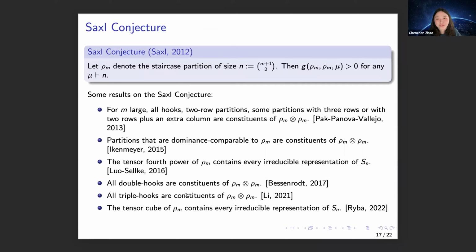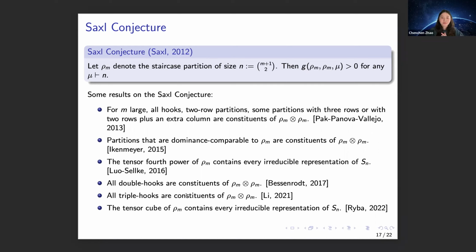Pak, Panova, and Vallejo proved that when n is large, all hooks, two-row partitions, and some partitions with three rows or with two rows plus an extra column are contained in the tensor square of the staircase shape. And in 2015, Ikenmeyer proved that the partitions that are dominance comparable to this staircase partition are constituents.